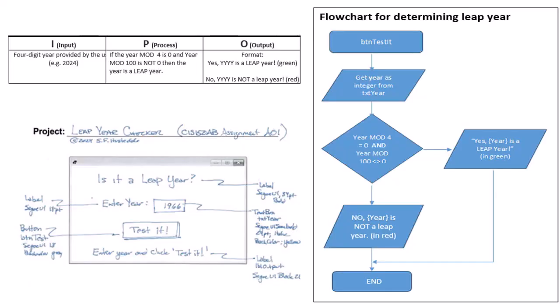In the previous video, we looked at the planning stages of creating our leap year checker application, and we created the IPO chart, a storyboard, and an algorithm represented by a flowchart to help us build our project. Now we're ready to actually get in and start building.